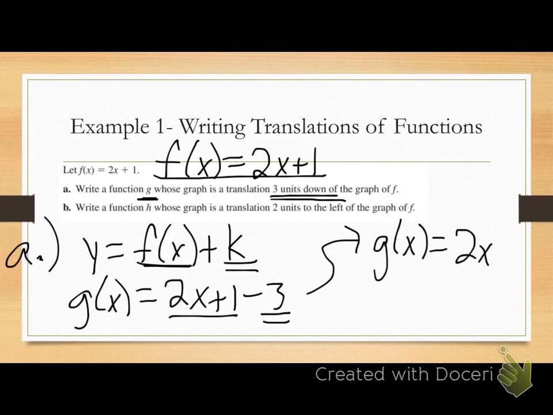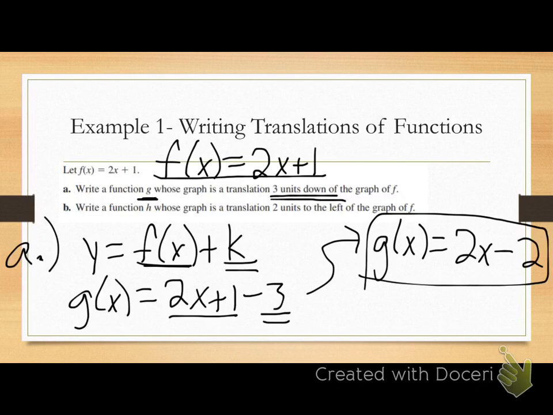What's 1 minus 3? Negative 2. There would be my answer for letter A. This is my function g, whose graph is a translation 3 units down of the graph of f. Does everyone see how we got that? And how we use that little formula? We okay with that? It's a little interesting.